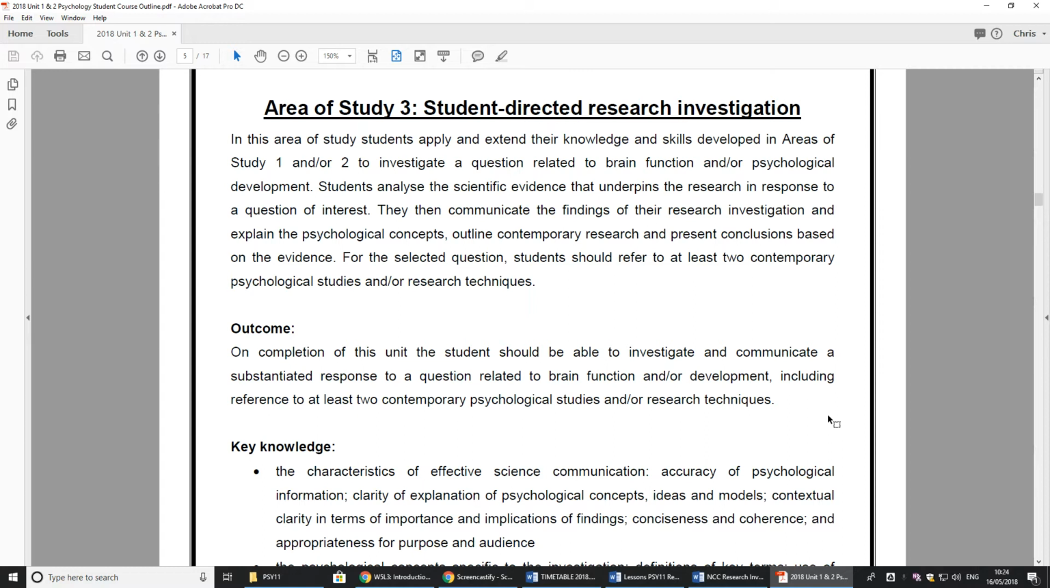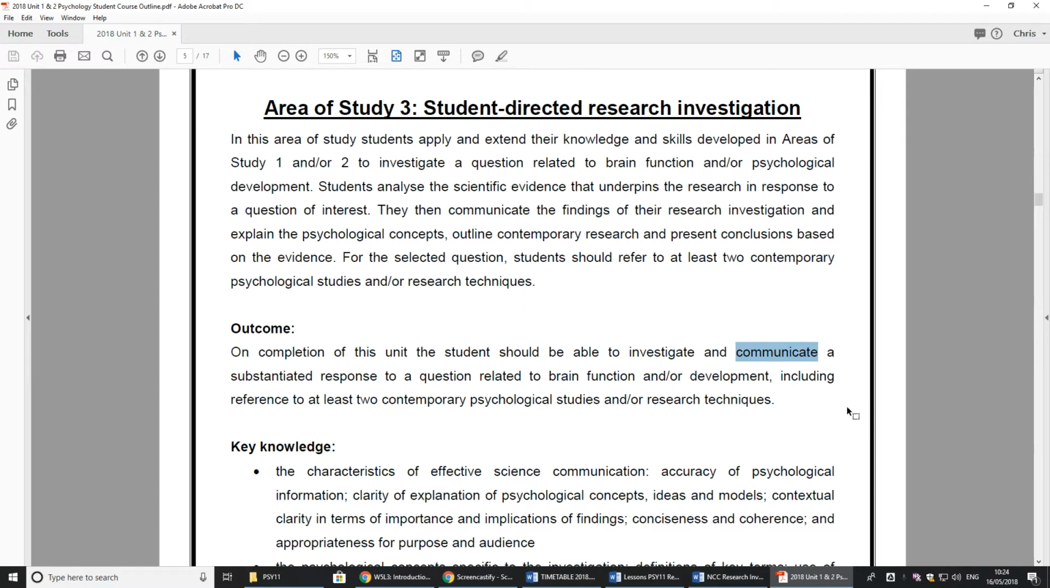That is a bit of a mouthful, but if we simplify it, hopefully you'll see that the goal here is quite straightforward. The goal is for you to ask a question related to a topic we've done so far, brain function or brain development. That's what we've done so far. So you ask a question, and then you need to investigate that question. You need to look at least 2 contemporary psychological studies. So you need to look at research that other people have done that will help you to answer that question, and then you need to answer it. You need to communicate what you've learned.